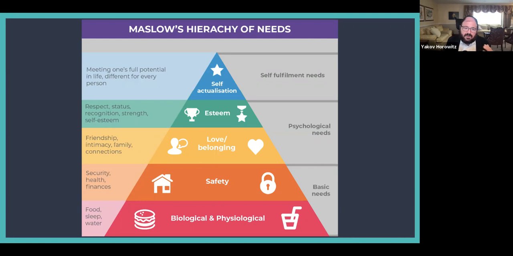And Maslow, just one second, please. Please forgive me, I'll be right with you.